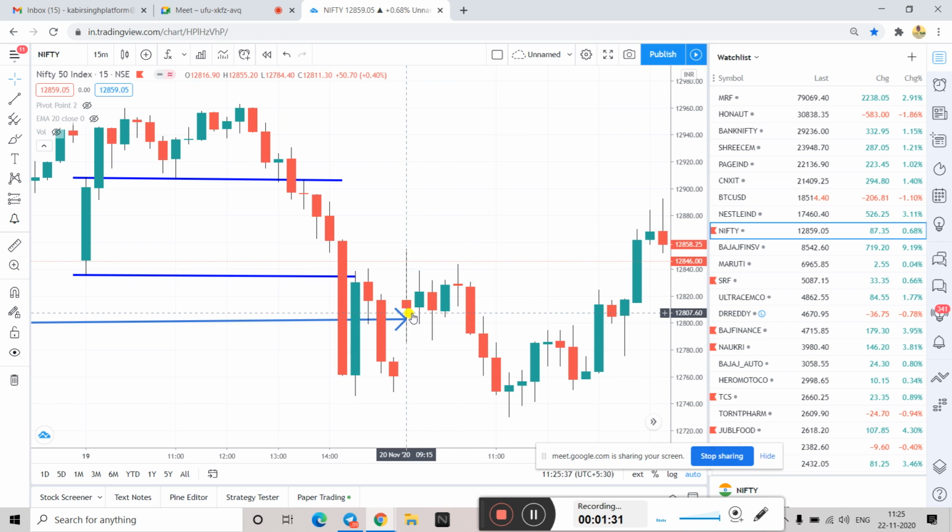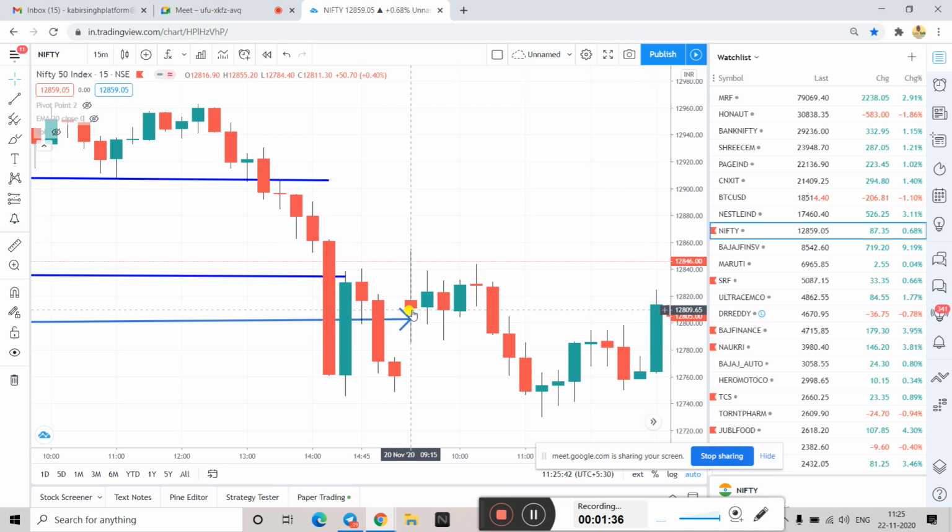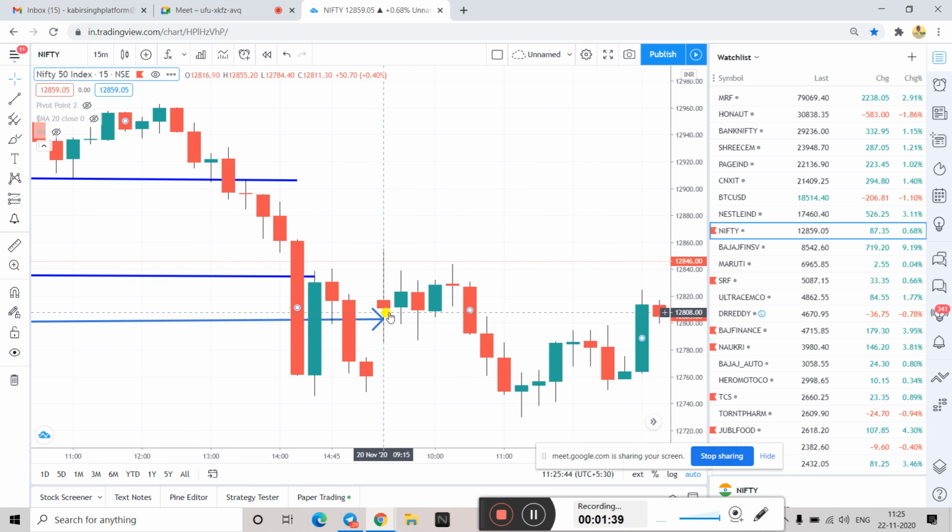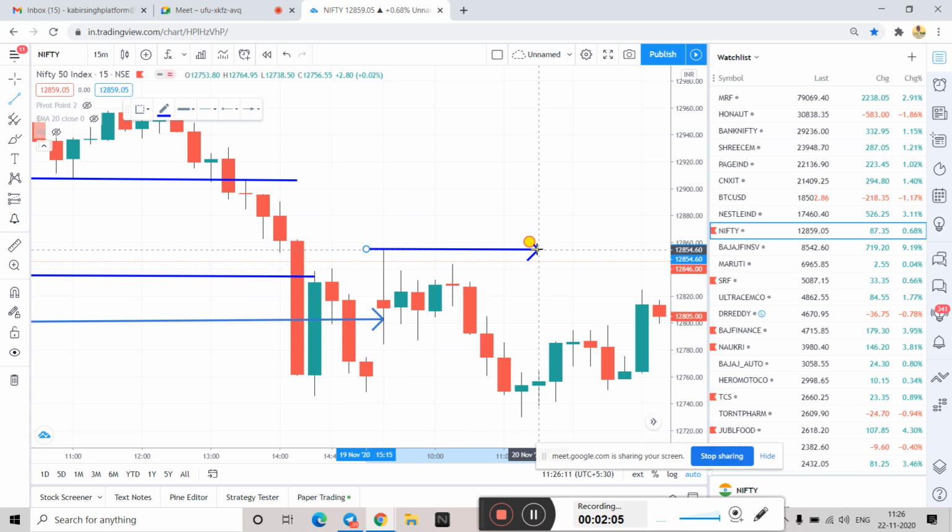Wherever the price is, you choose the nearest strike price. For example, here the price is 12,811, so you can choose the 12,800 strike price. Whether you buy a CE or a PE will be decided by which side the breakout is happening out of the open range. We have told you about the open range. So this is a quick strategy.